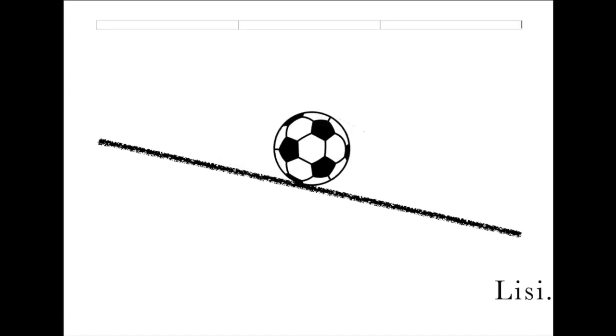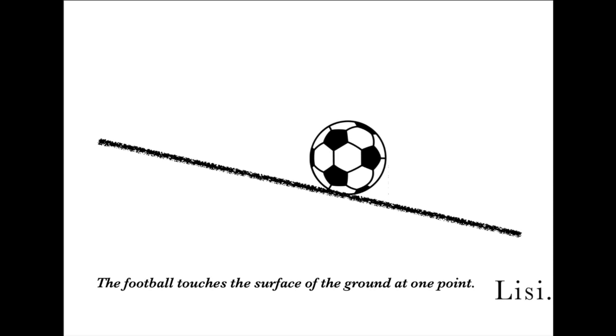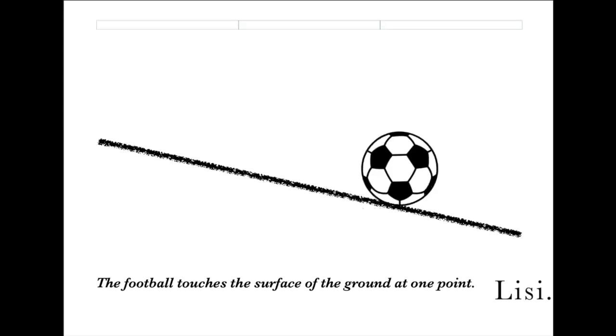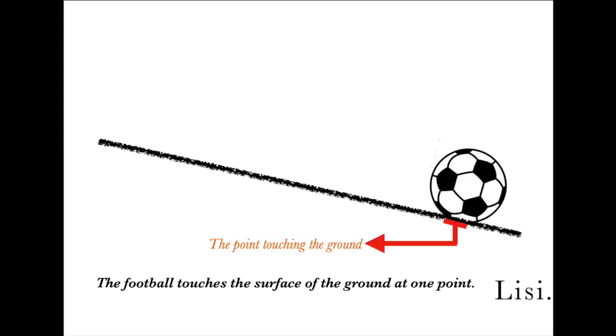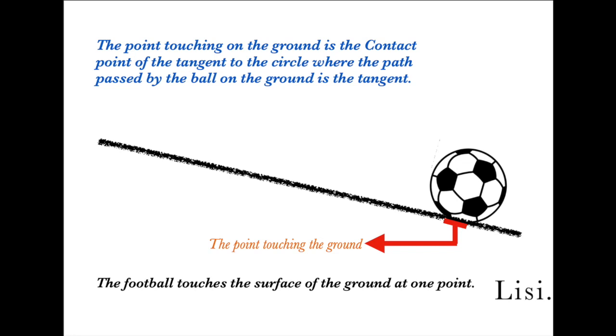I'll give an example. You are rolling a football on a ground. What happens? The football touches the surface of the ground at one point. That point will be the contact point of the tangent to the circle, and the tangent will be the straight line it passed on the ground. So we can imagine the surface of the ground as your tangent and your football as your circle.